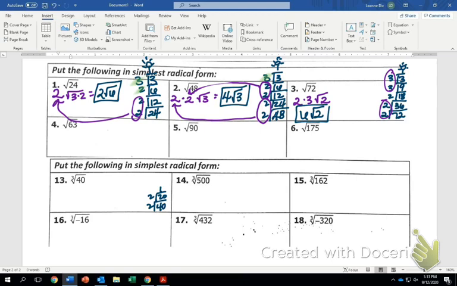40 divided by 2 is 20. 20 divided by 2 is 10. 10 divided by 2 is 5. Divide that by 5 one more time to get our birthday cake candle. Okay, now I can see I have 3 of the same number. I have actually 3 2's. So I'm going to circle that.